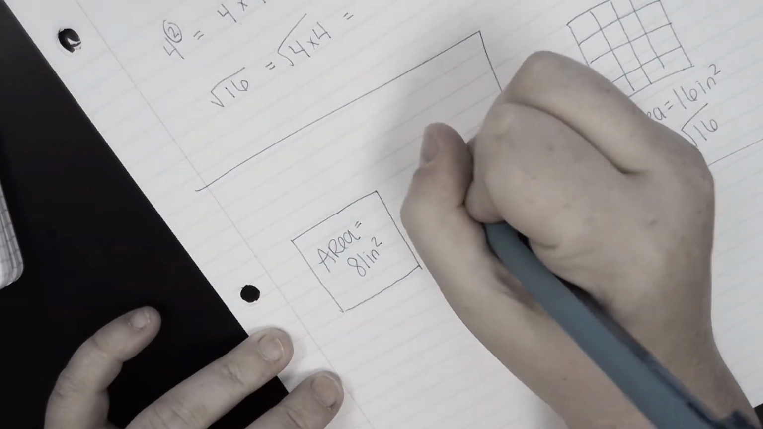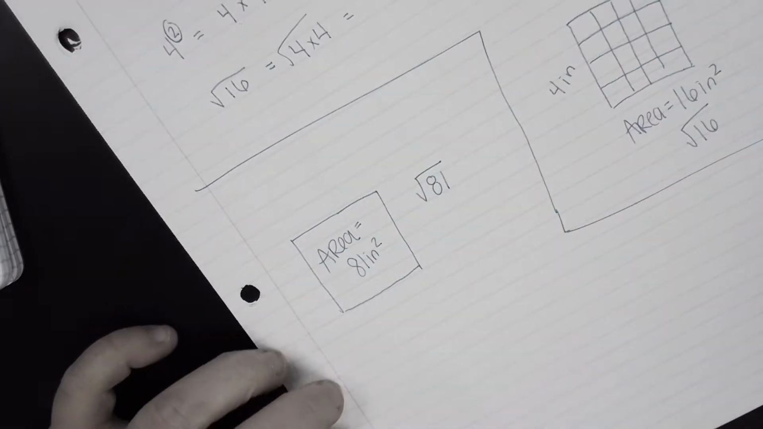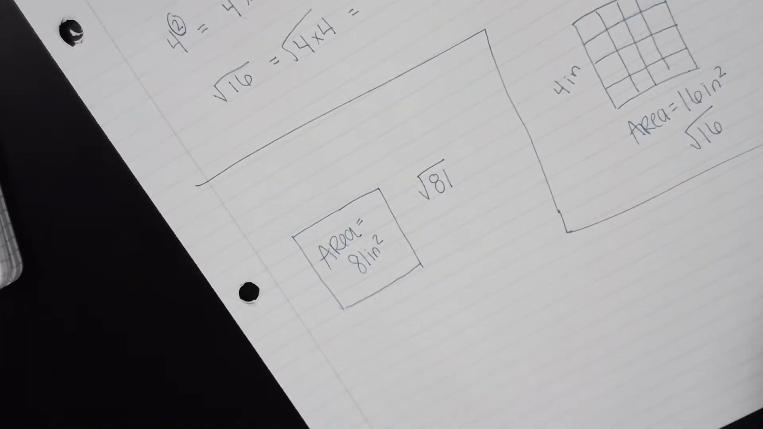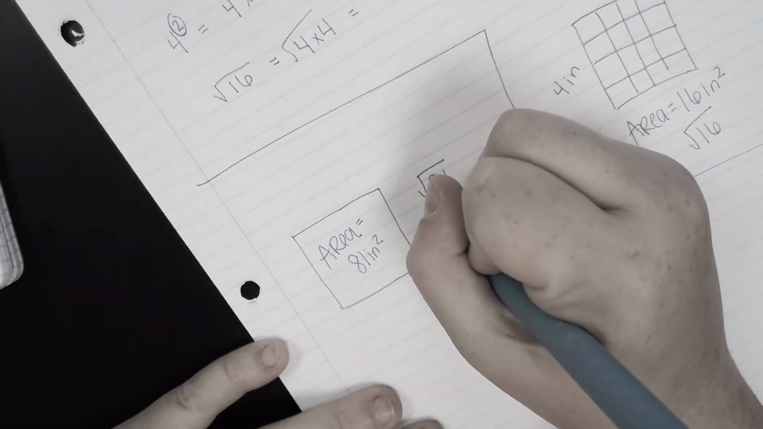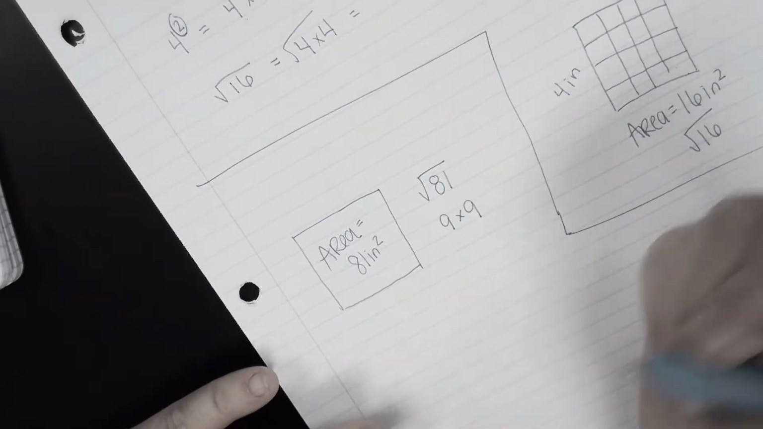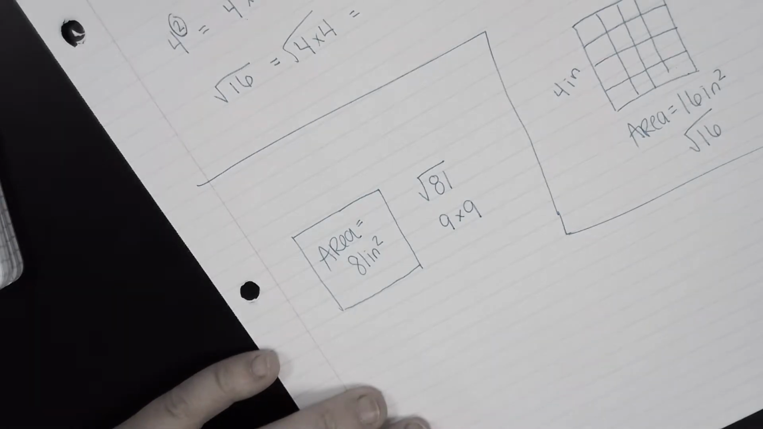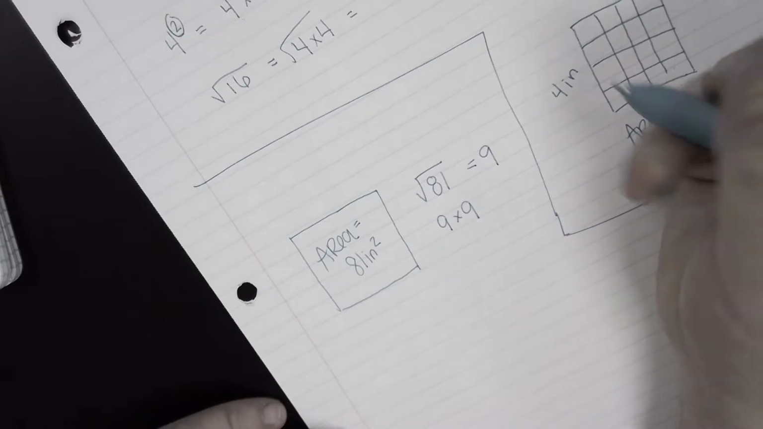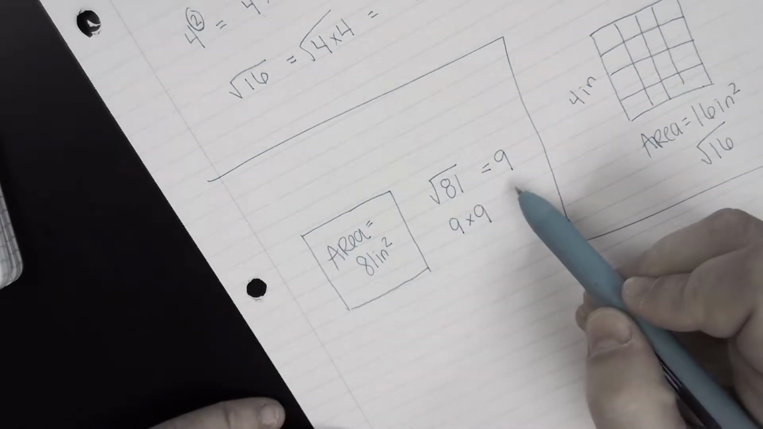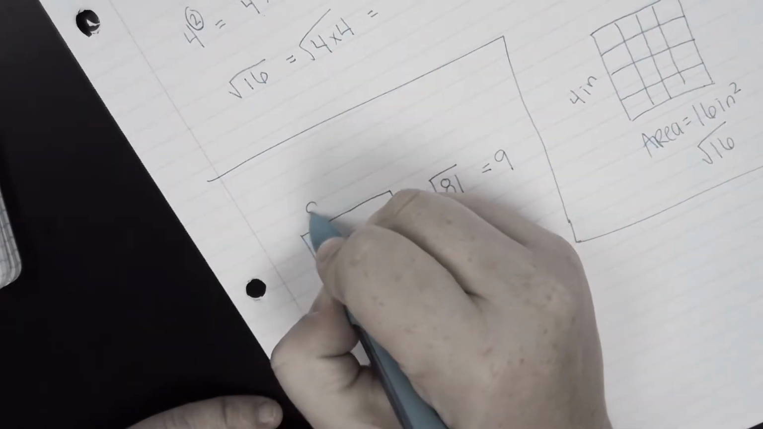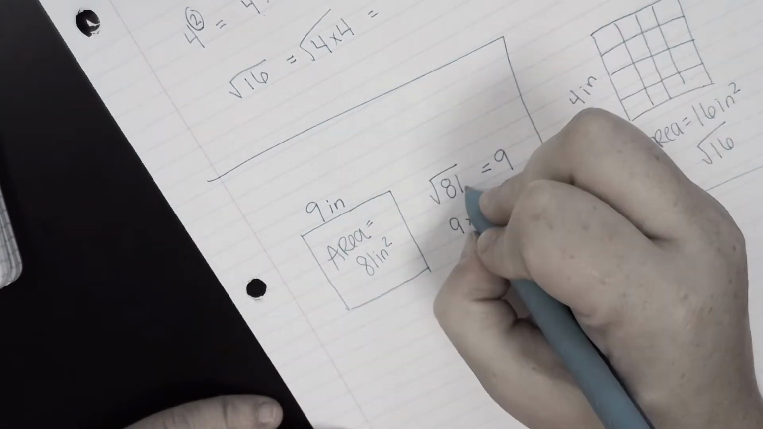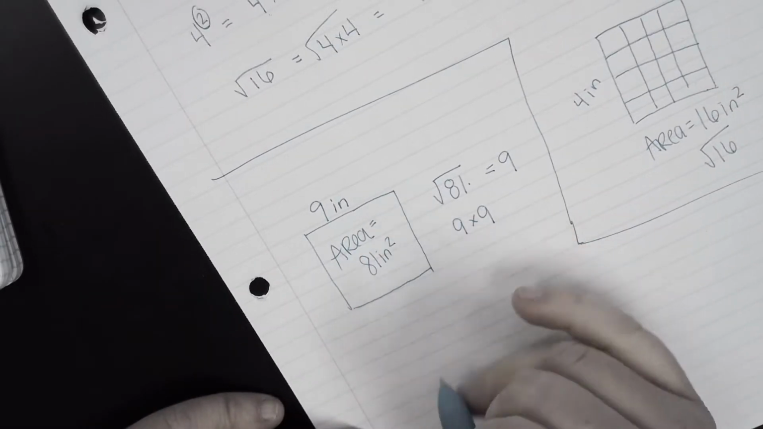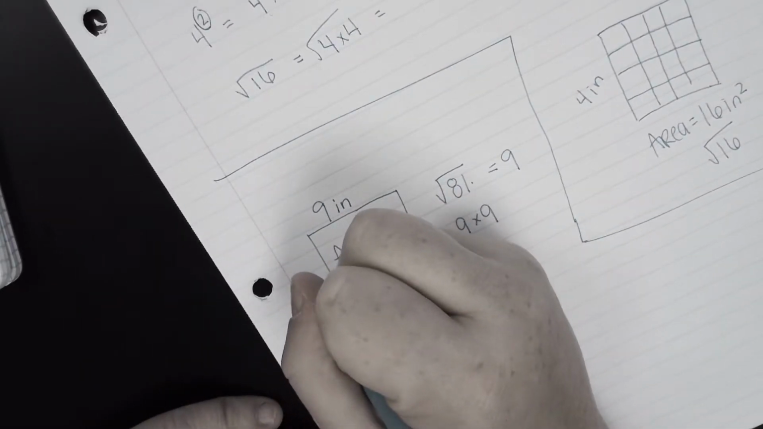So the square root of 81. I know that 81 has lots of factors, but one factor it definitely has is 9 times 9. If 9 times 9 will give me 81, then the square root of 81 equals 9. Because it's the square root of the area, that means it's also the side length of my square. We'll say these are inches. If this side length is 9 and it is a square, this side length is also 9.